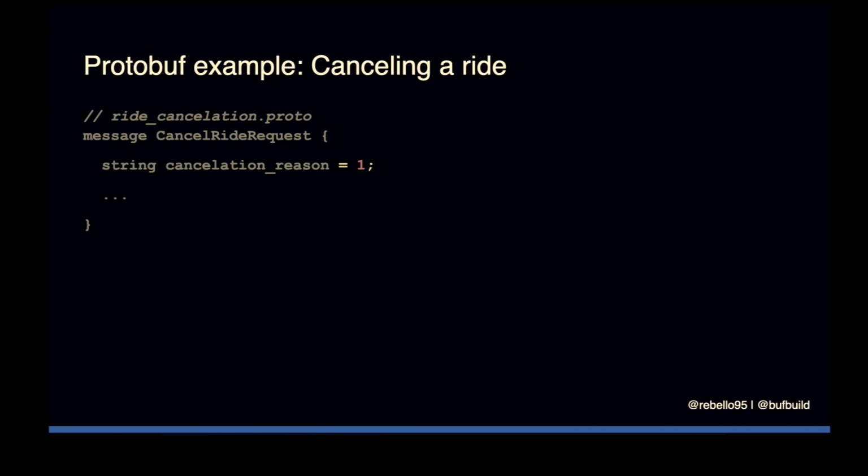Each field on a request is assigned a number. And you don't really need to worry about what this means. It's used under the hood for binary serialization. But all you need to know for now is that it just needs to be a positive and a unique number assigned to each field.